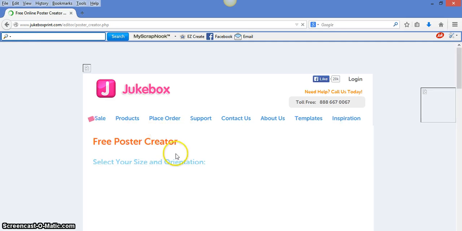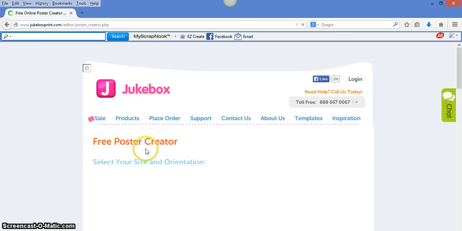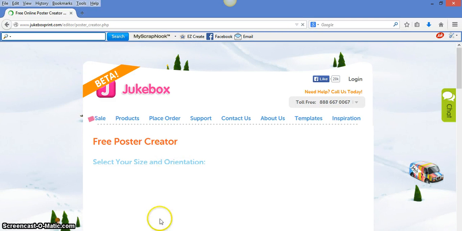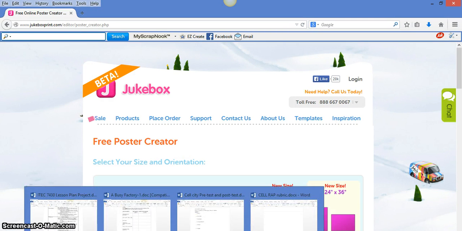It's already open, but it's taking time. This is a free poster creator software. That's what they were going to use.